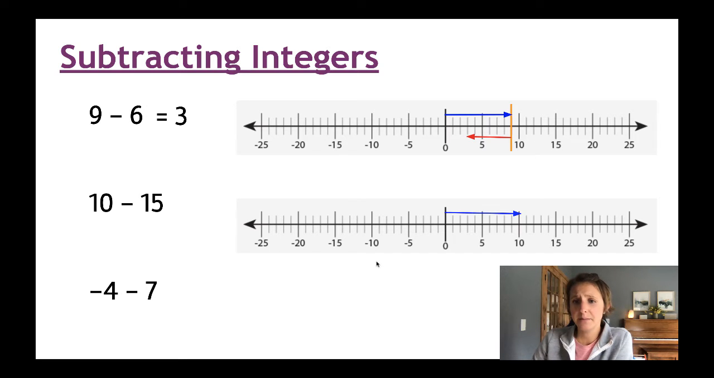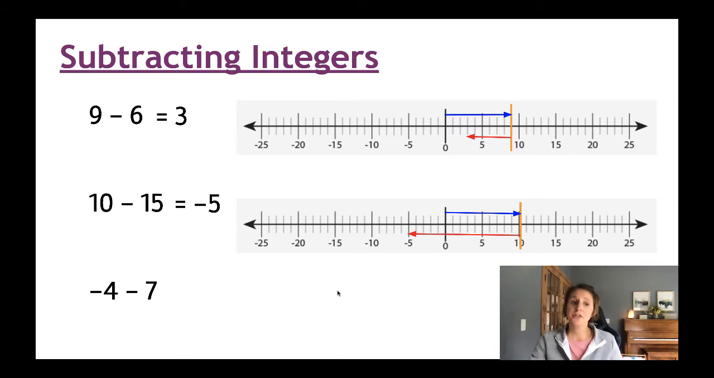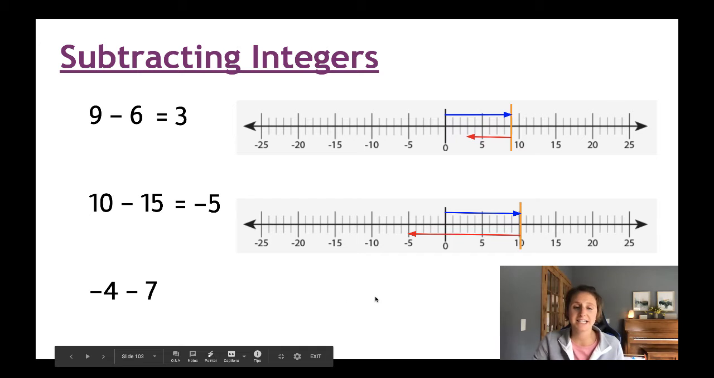I'm going to find 10 on my number line. There it is. Now I'm going to take 15 steps to the left because I'm taking away 15. Where does that bring me? To negative 5. Let's look at the third example. Write it down. Negative 4 minus 7.